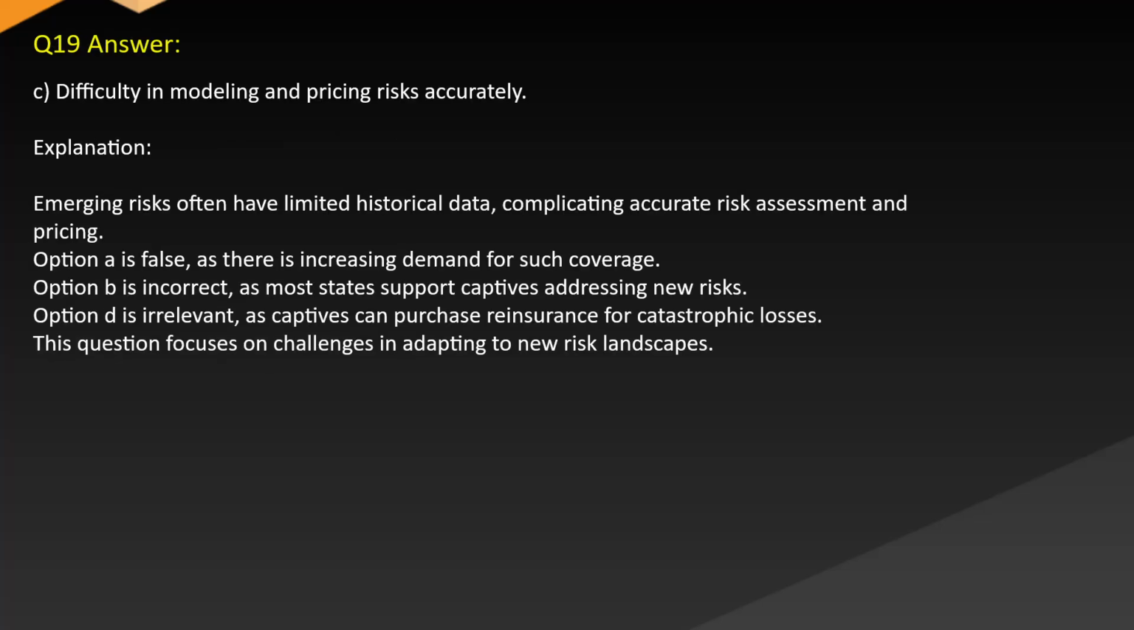Answer: C. Difficulty in modeling and pricing risks accurately. Explanation: Emerging risks often have limited historical data, complicating accurate risk assessment and pricing. Option A is false as there is increasing demand for such coverage. Option B is incorrect as most states support captives addressing new risks. Option D is irrelevant as captives can purchase reinsurance for catastrophic losses. This question focuses on challenges in adapting to new risk landscapes.